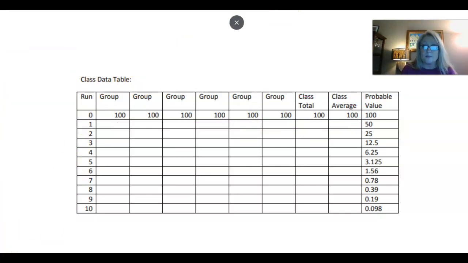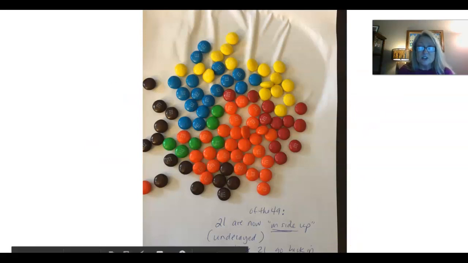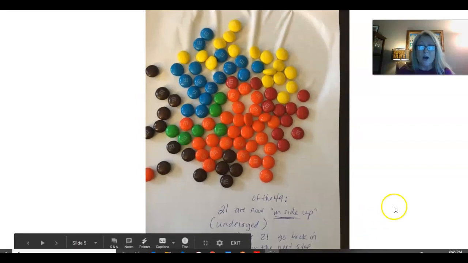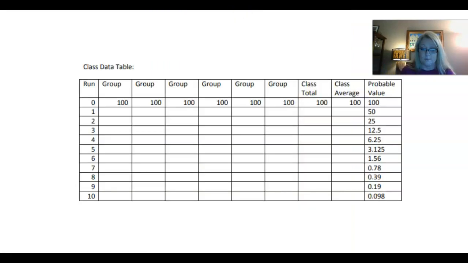So I recorded those in my data chart table. And now of the 49, I had 21 that are now M side up. And those are going to go back in the bag for the next step. So what do I do with that 21 number? All right, here's what I'm going to do with that 21 number. Now I'm going to record.